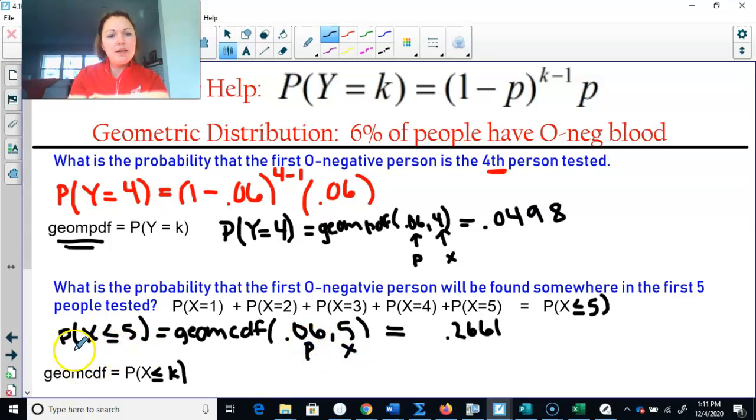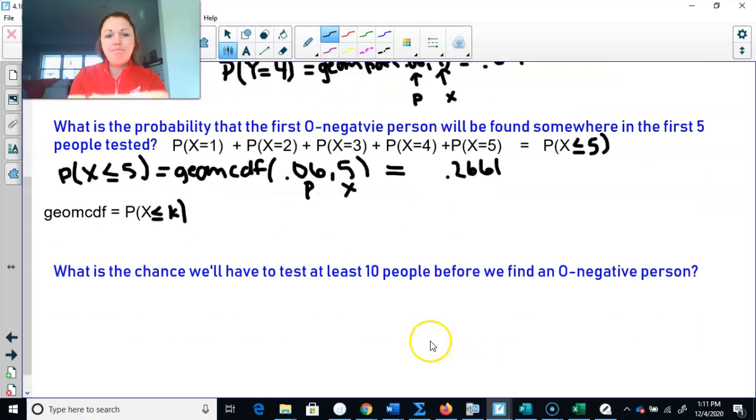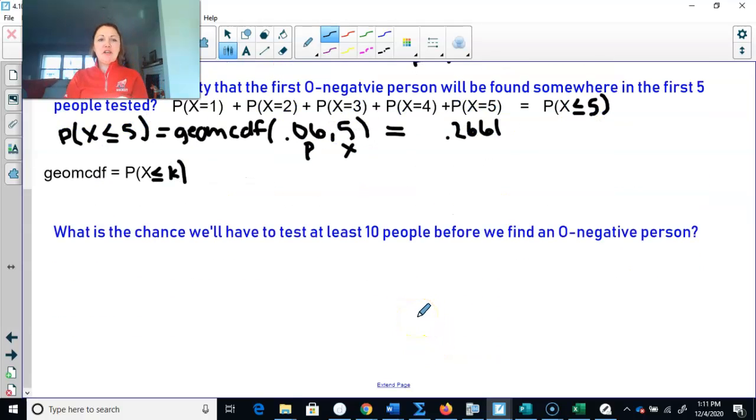Again, what am I going to require on the test? This statement right here, your calculator speak with it labeled, and then your final answer. Okay, last one on this page. What is the chance we'll have to test at least 10 people before we find an O negative person? So what does that mean, ladies and gentlemen? At least 10 people before we find an O negative person.